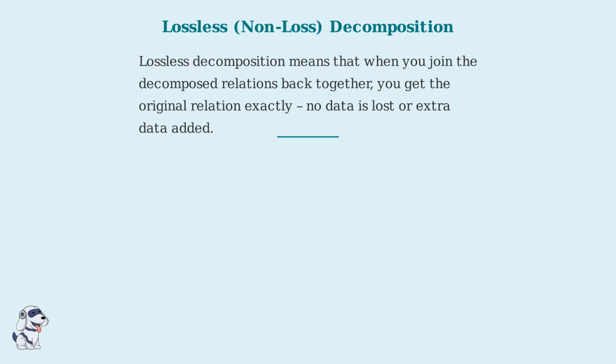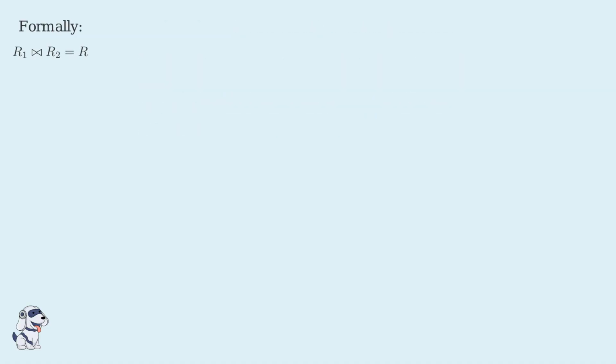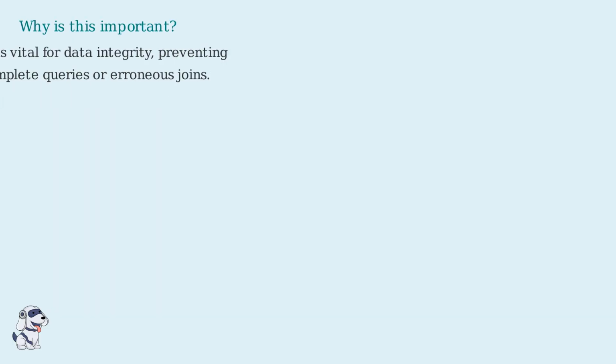Lossless decomposition means that when you join the decomposed relations back together, you get the original relation exactly. No data is lost or extra data added. Formally, for a relation R decomposed into R1 and R2, the natural join of R1 and R2, denoted as R1 join R2, should equal R. This is vital for data integrity, preventing incomplete queries or erroneous joins.